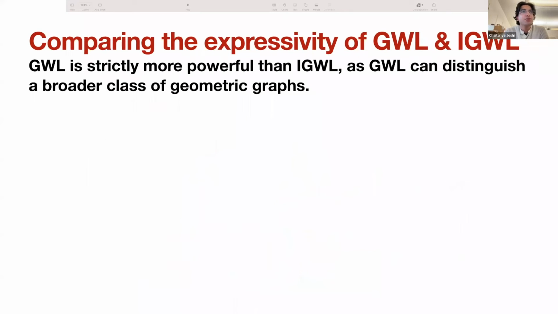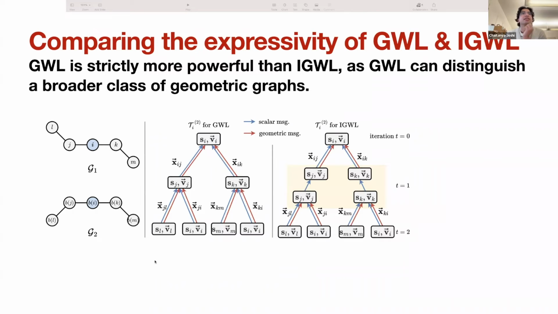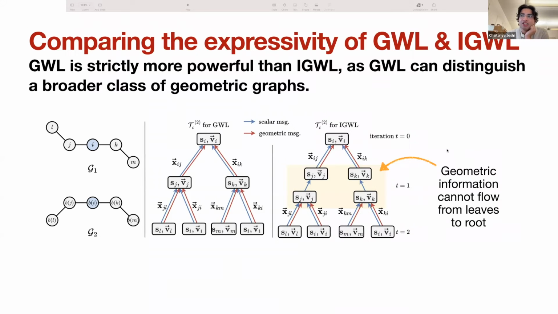And these two results allow us to compare the expressivity of GWL and IGWL. We can say that GWL is strictly more powerful as it can distinguish a larger class of graphs. And importantly, our framework helps us understand why. Given these two graphs, GWL builds this computation tree where you're propagating scalar and vector quantities from the leaves to the root. Interestingly, for IGWL, the point to note is that geometric information cannot flow from leaves to roots.